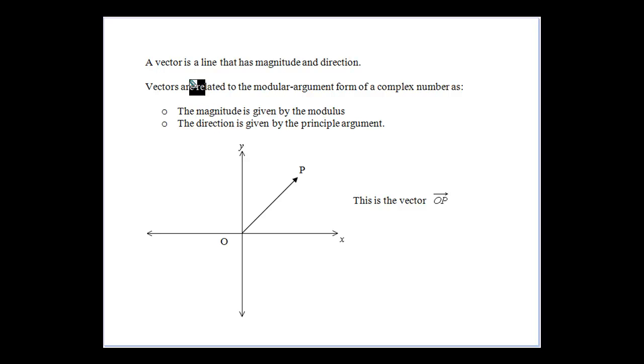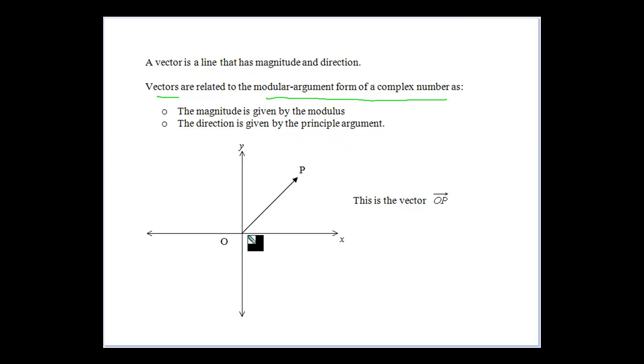We want to move on now to what we call a vector. Now, a vector is described as a line that has magnitude and direction. If you think back to what we did last week with the modulus argument form of a complex number, we can use the mod arg form to describe our vectors and draw them up. The magnitude is the modulus, and the direction for the vector is the principal argument.